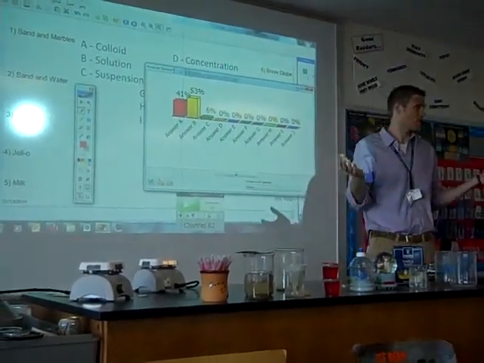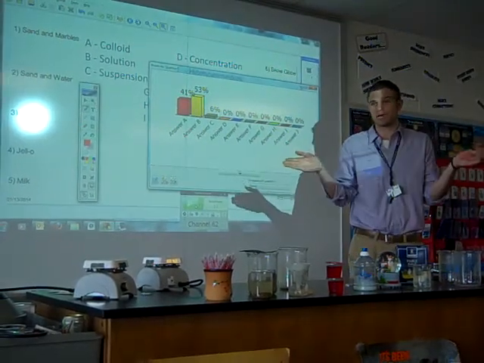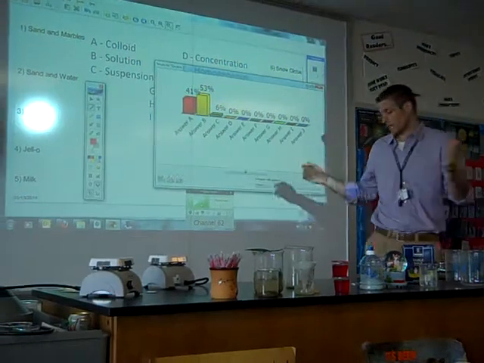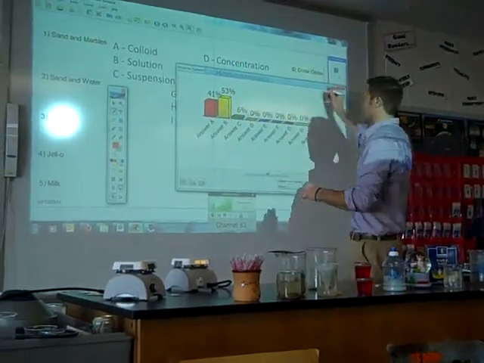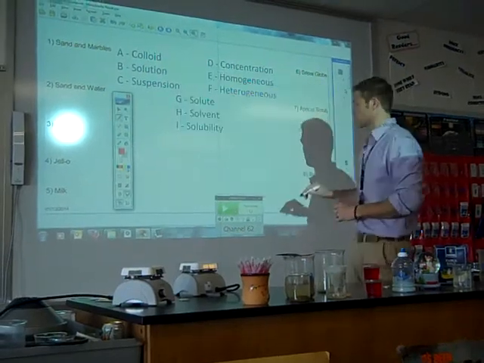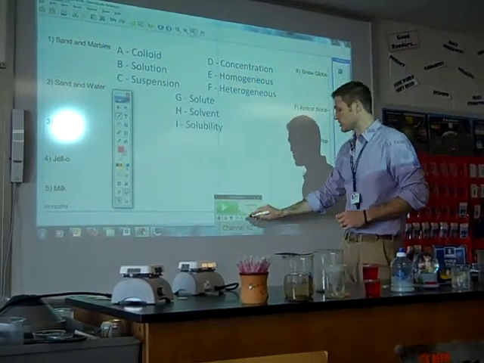Air has other things in it, right? It has oxygen. Is that it? It's only oxygen? Nitrogen, carbon, things like that. It's got lots of stuff up there. So that means that solution, B, is the correct answer. Is it homogeneous or heterogeneous?